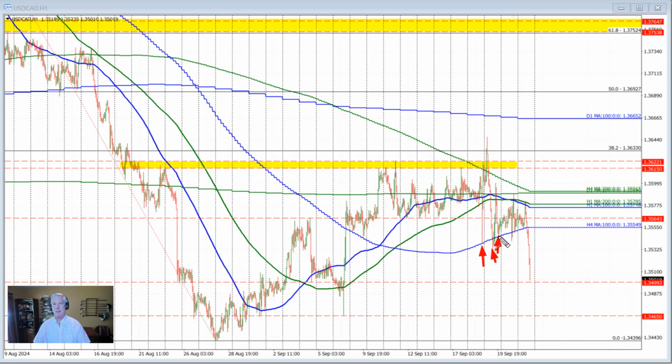And what did we do? We came back down to that 100-bar moving average, found support right here. In trading on Friday, the market again tried to break below the 100-bar moving average, failed, and then reestablished support against it right here. In the Asian session, or early European session today, the price came down to the 100-bar moving average, found support.